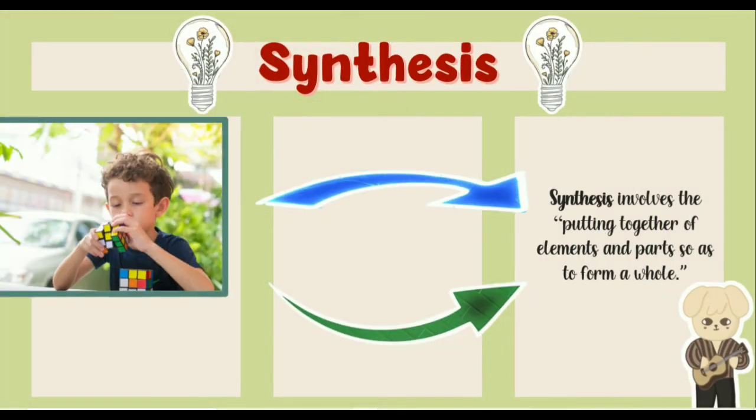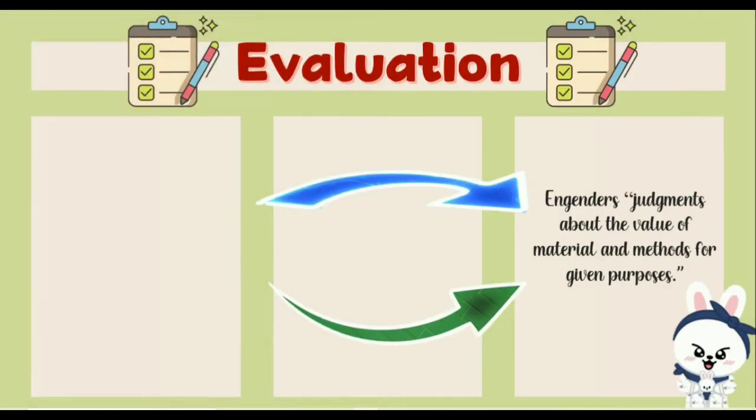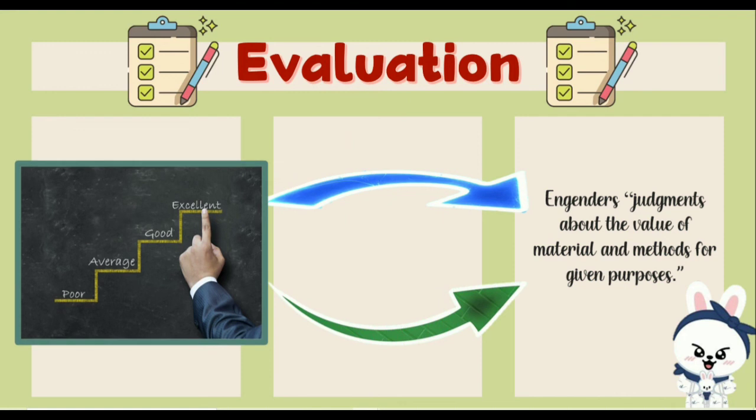The fifth level of Bloom's taxonomy will be synthesis. Synthesis involves the putting together of elements and parts so as to form a whole. This may involve the production of a unique communication, a plan of operations, or a set of abstract relations. Learning outcomes in this area stress creative behaviors, with major emphasis on the formulation of new patterns and structures. And lastly, the final level will be evaluation.